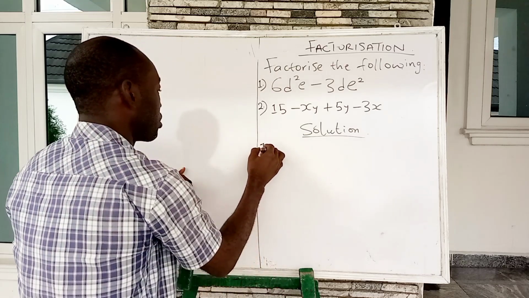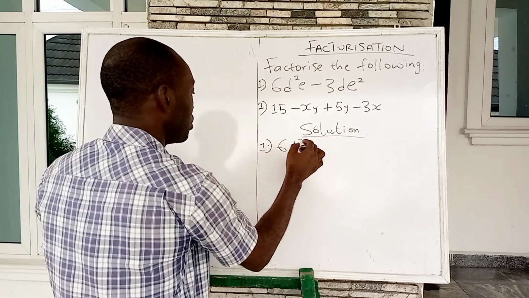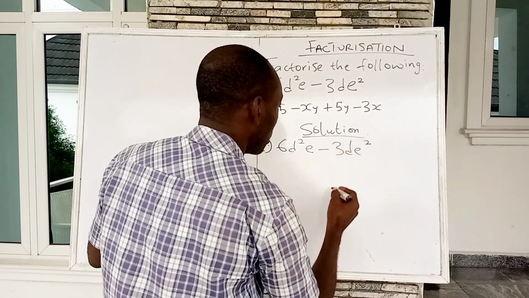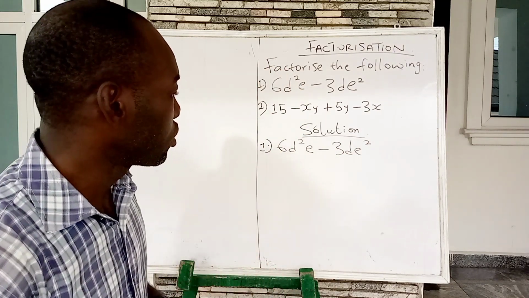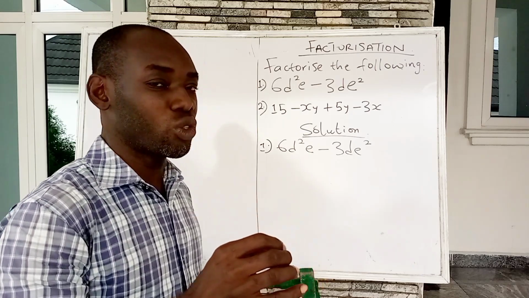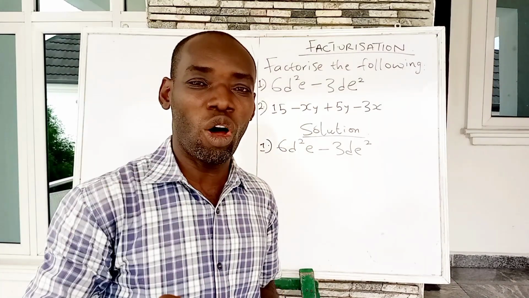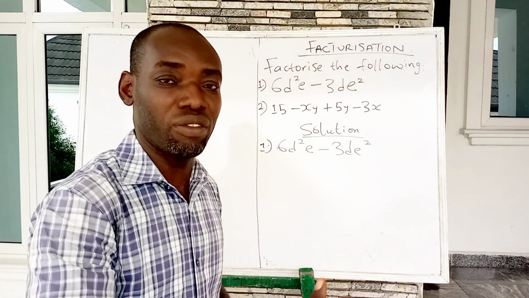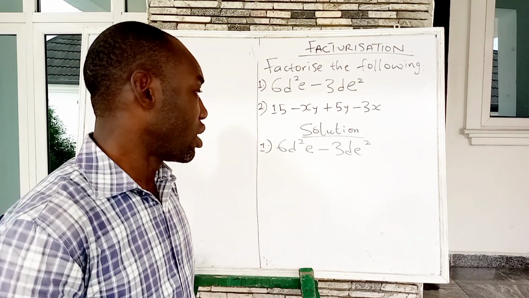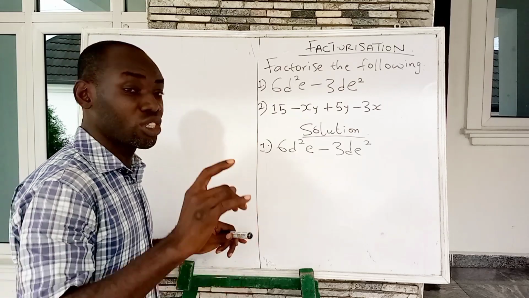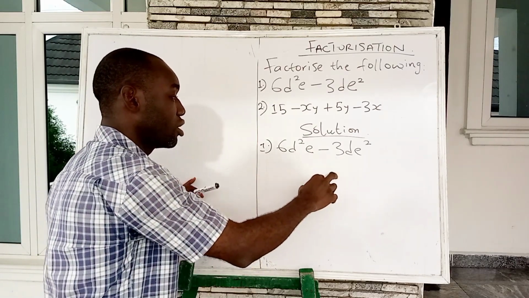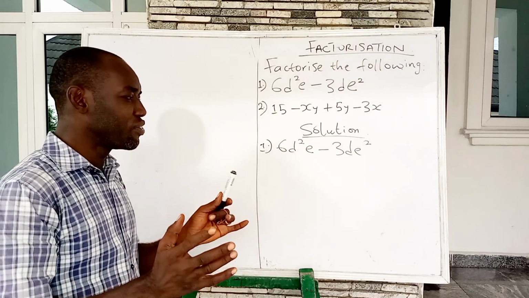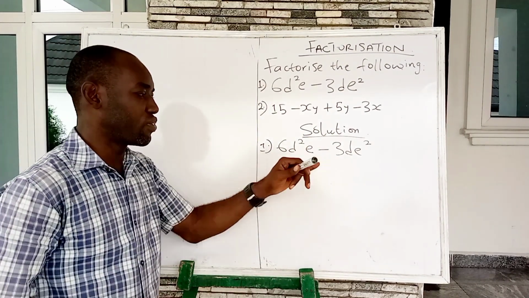The first one says 6d squared e minus 3d e squared. Now, when we're doing factorization, what we simply need to bring out is the highest common factor between the terms given to us to factorize. Now, if you look closely, there's something common between the numbers, and also something common between the letters. To make it easy for us, let's start with the numbers first.